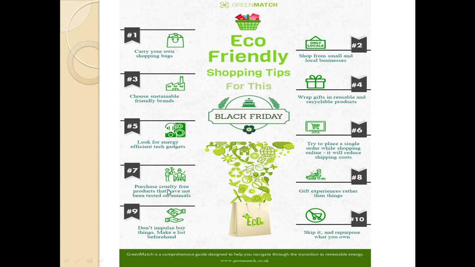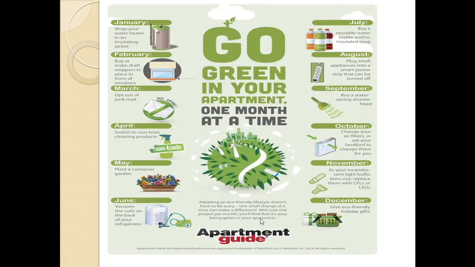Then you should purchase cruelty free products that have not been tested on animals. You might have read about cruelty free, paraben free products, for example cosmetics. So such products should be purchased. Then you should gift experiences rather than things. Don't impulse buy things. Make a list beforehand. Whenever you are going shopping, you should have a list ready with you. So these are some of the eco-friendly shopping tips.